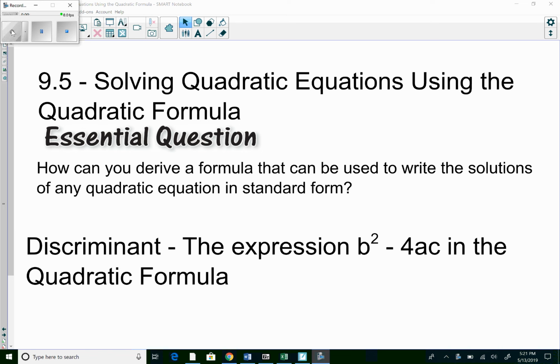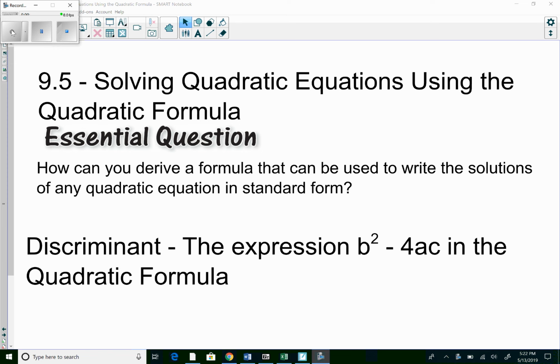Hey everyone. So we're nearing the end of chapter 9. We've got 2 lessons left. We've got this one and then we've got section 9-6. So today what we're going to talk about is solving quadratic equations using the quadratic formula.